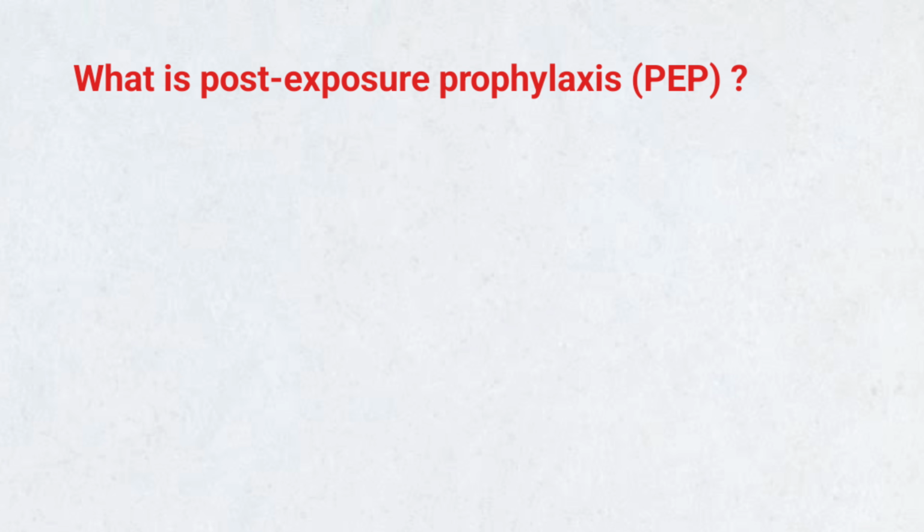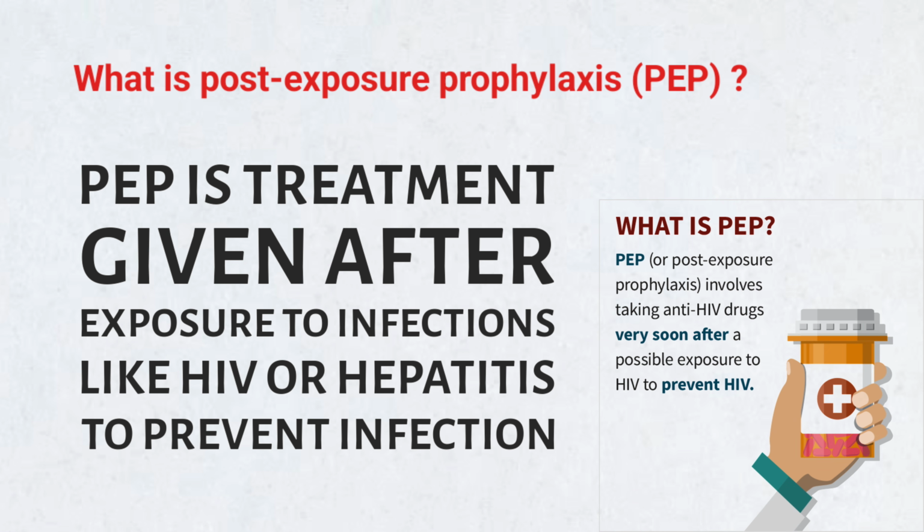What is post-exposure prophylaxis? PEP. PEP is treatment given after exposure to infections like HIV or hepatitis to prevent infection.